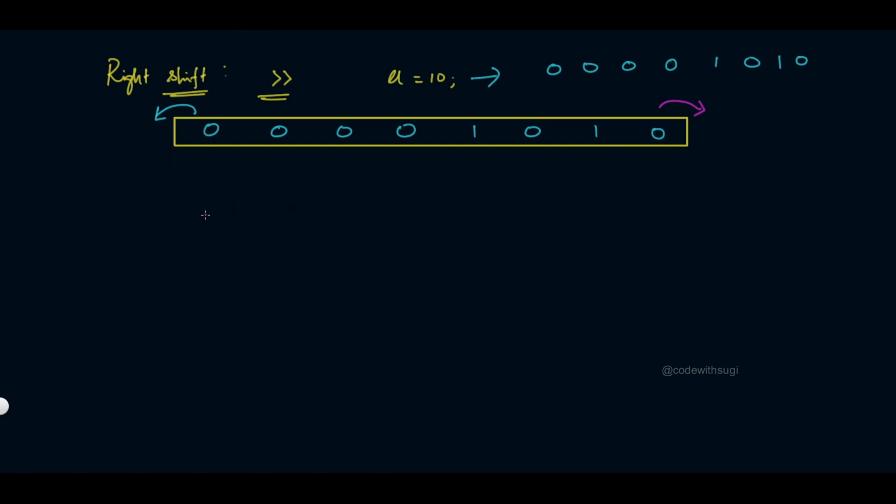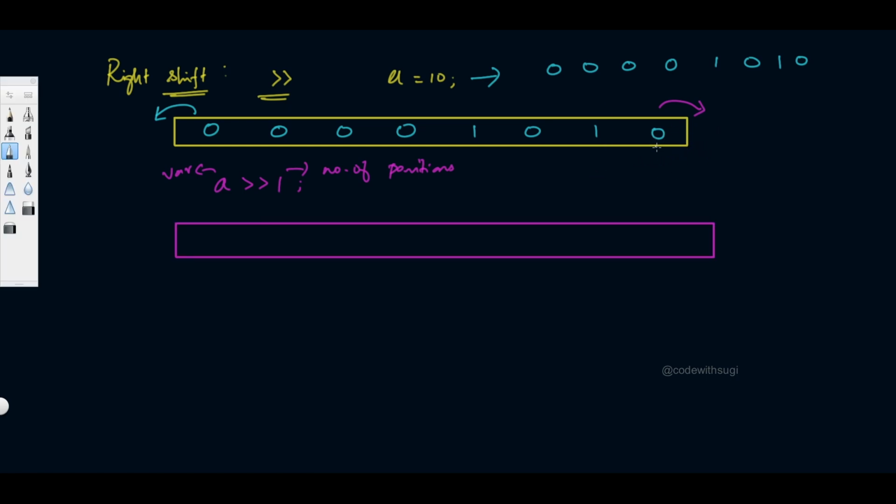Say for example, here this is the variable and this is the number of positions. On 10, if you perform a one position right shift operation, what is the output we are going to get? Let's see it here. Now we need to move these bits to the right side. This is the MSB and this is the LSB. I will write it here: 0, 1, 0, 1, 0, 0, 0, 0.